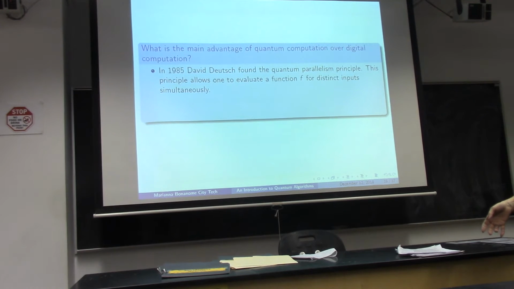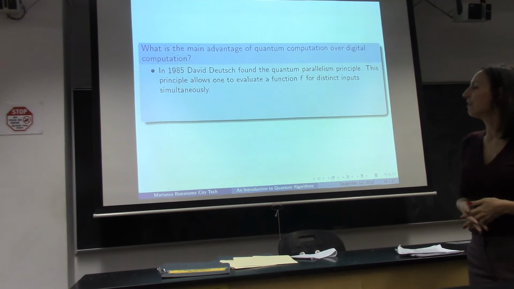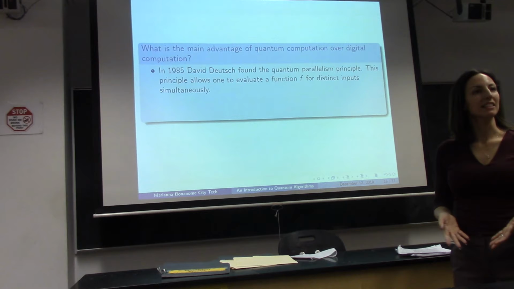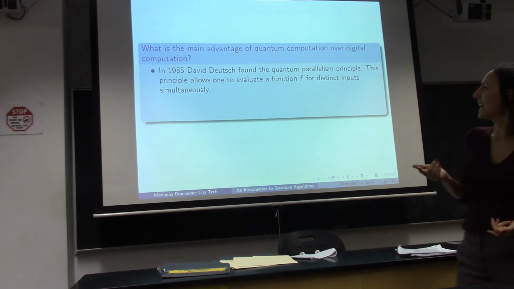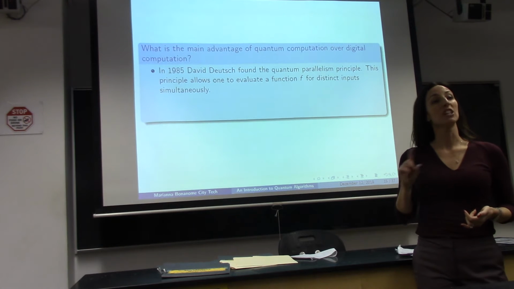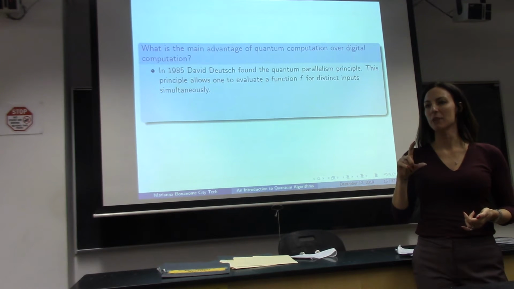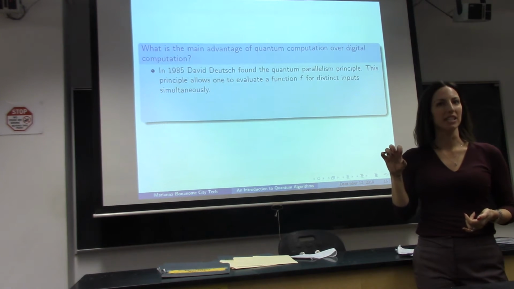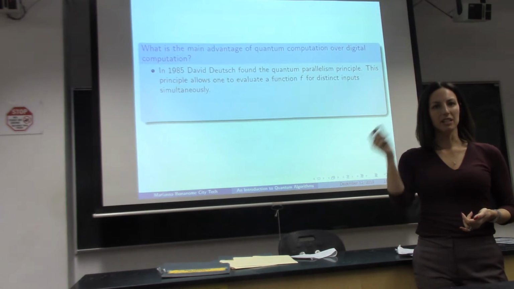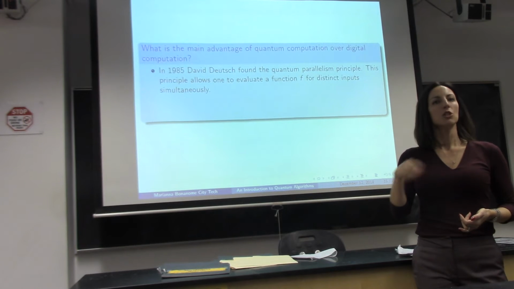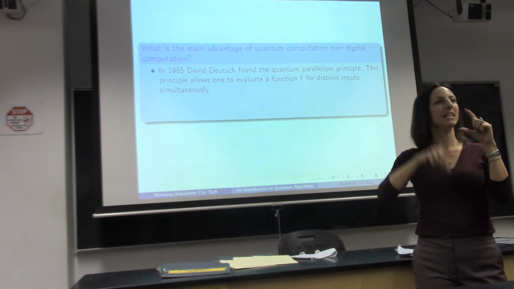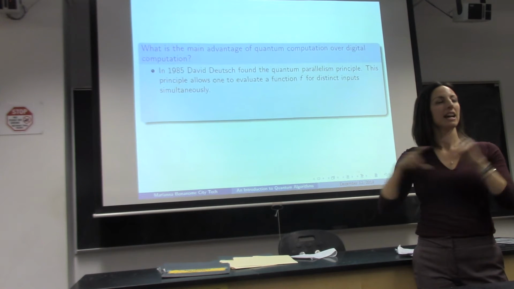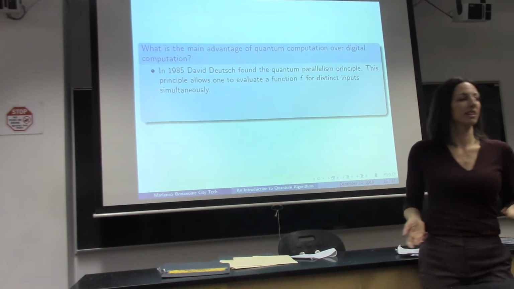Okay, so what's the main advantage? He found this quantum parallelism principle. He's saying that what we can do with this is evaluate a function. We can do one function evaluation on many numbers simultaneously. You can't do that on a classical computer. You put in an input, you get an output. You can't simultaneously do one function evaluation on many numbers and get an output. It just doesn't work that way.